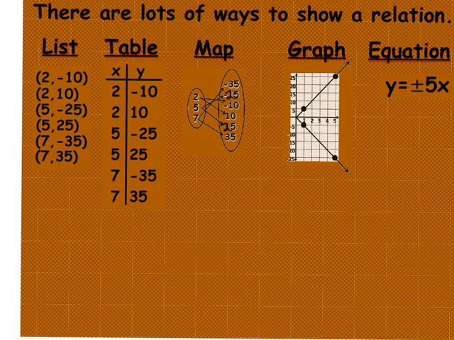There are several different ways we can write out relations. There is a list of all of the ordered pairs within the relation. You can write that list as a table. You can also write it as a map where the oval on the left represents the domain, or all the x values, and the bubble on the right represents the range, or all the y values. You can also graph relations, and finally you can always have an equation that represents the pattern you see in the relation. And you will need to know how to do all of these on your test.